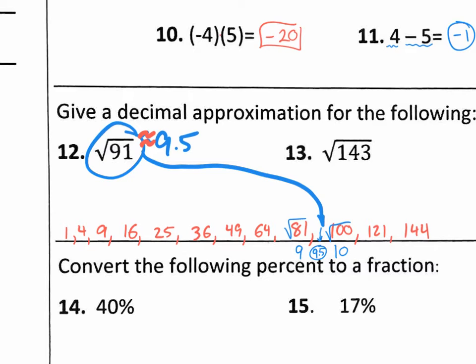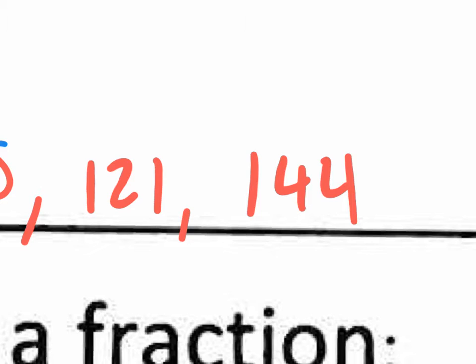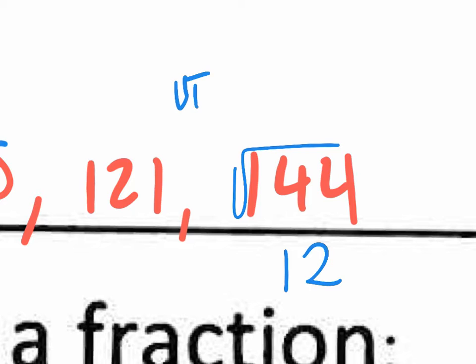Okay, so how about this one, 143? Where's that at? Is it between two numbers? Yeah, it's between the 121 and the 144. Now, is it pretty much in the middle, or is it really close to 121, or is it really close to 144? That's right, it's really close to 144. So if we think about this, what is the square root of 144? 12. So the square root of 143 has to be a little bit less than 12. So what number is a little bit less than 12?